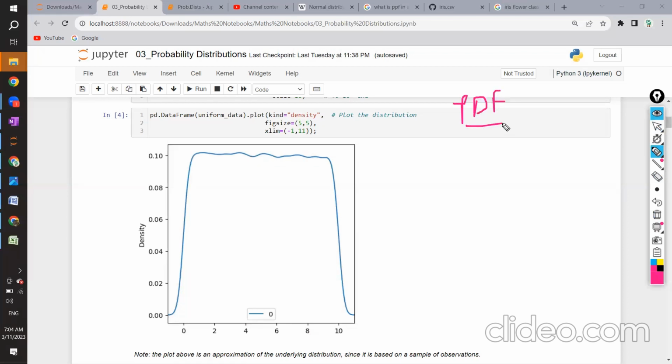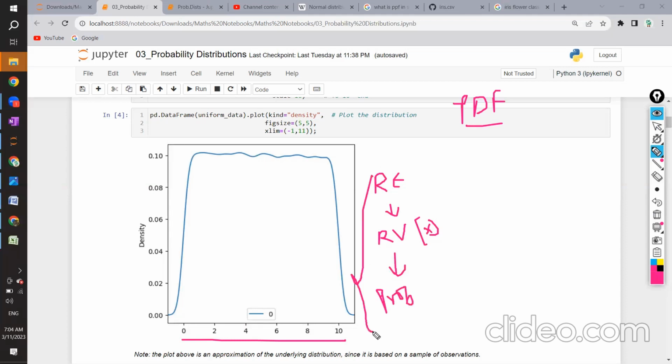Just going back to the basics, we are doing a random experiment. That random experiment will have some random variable, called X. It can have different values, and each of these will have certain probabilities. This complete thing is called a probability distribution. We don't know what the random experiment is, but it has the values 0 to 10. So X is all the values between 0 and 10, and all these values have some probabilities.